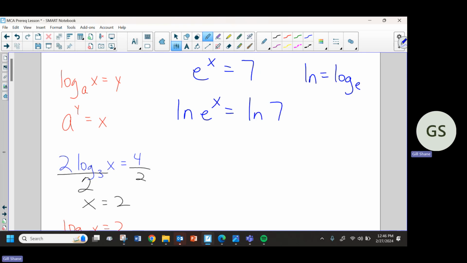Again, that's just a function of I can do whatever I want to both sides. And I'm choosing the natural log for a reason. Because what does the natural log mean, we just said? Well, we're not going to use that yet. But we will.